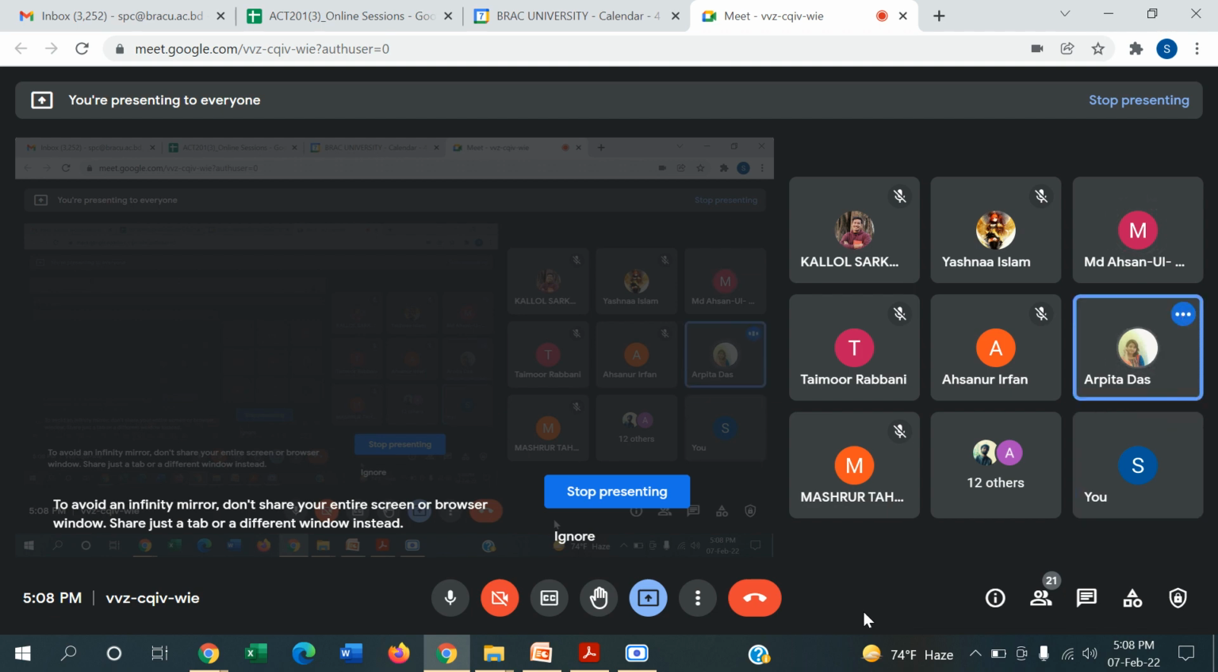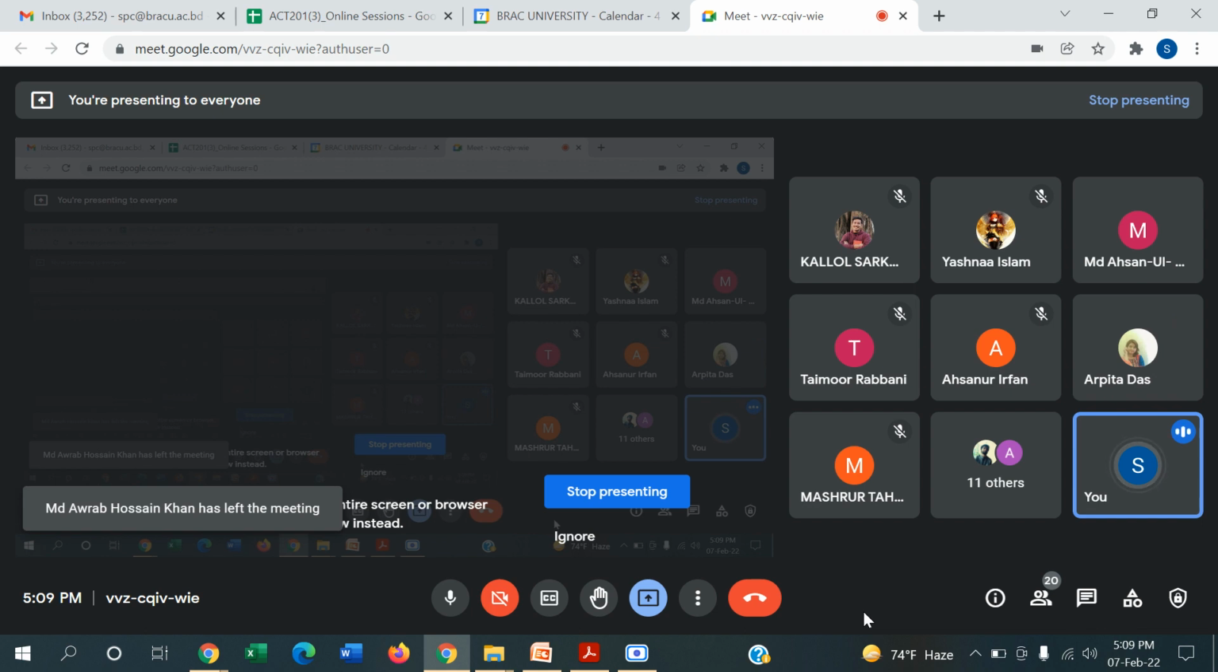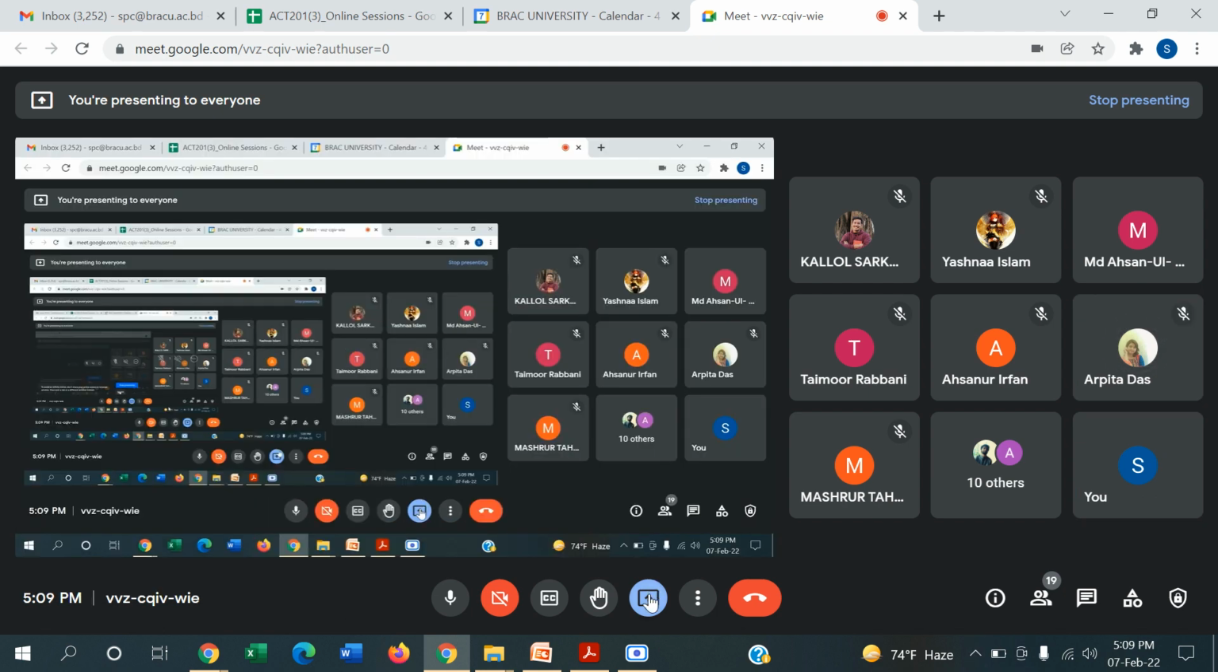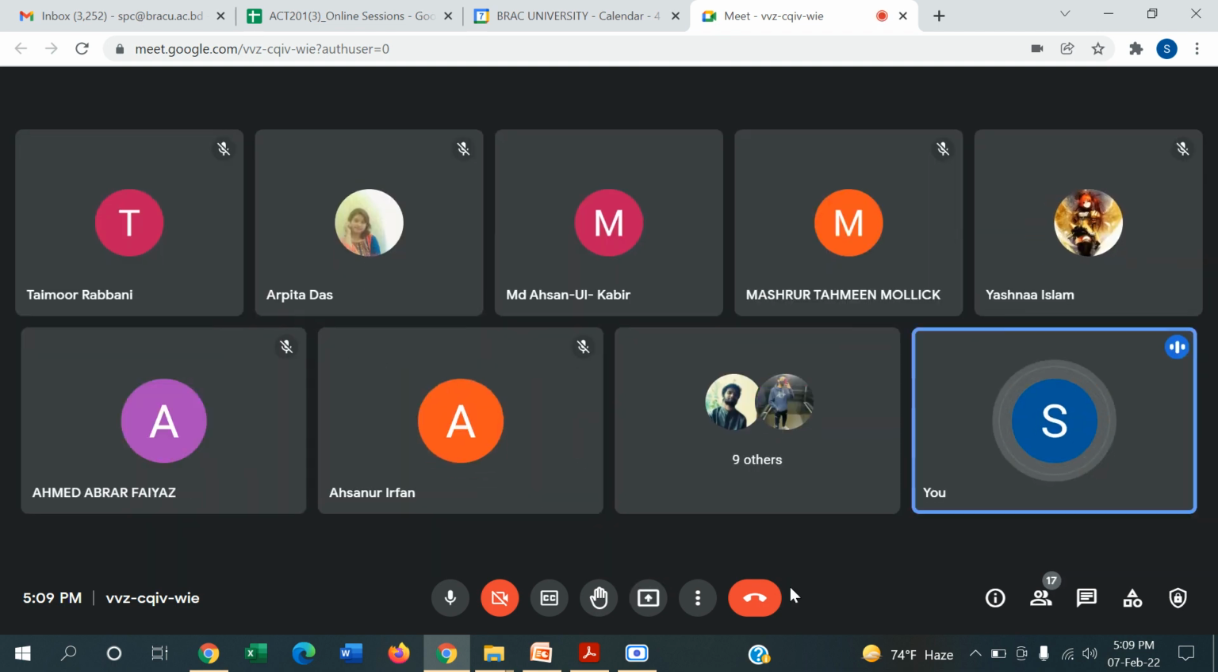Sir, if we wish to see the solution part, can we do that? I'm talking about the solution part of the exercises. I don't have any solution book. I suggest you solve the problems. If you want, you can share with me, and I can tell you whether you have done it correctly or not. Any other query?